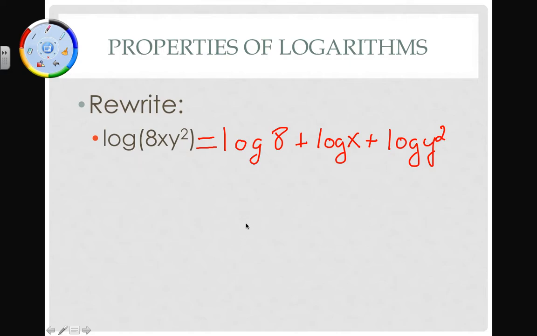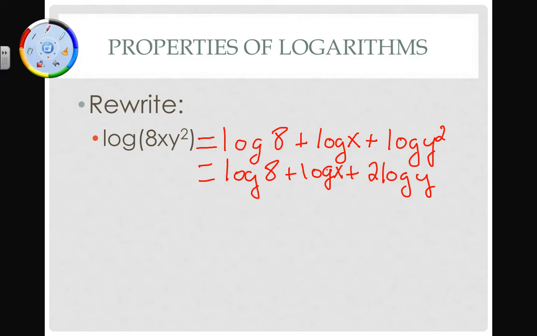Now, this technically isn't done just yet because I need to get rid of the exponent 2 here, because it's not fully expanded yet. This is called expanding our logarithm. So this is going to equal the log of 8 plus the log of x plus 2 times the log of y. Notice the first step was just to use the product rule, and the last step was to do the power rule. So that one's done there. That's the final answer.